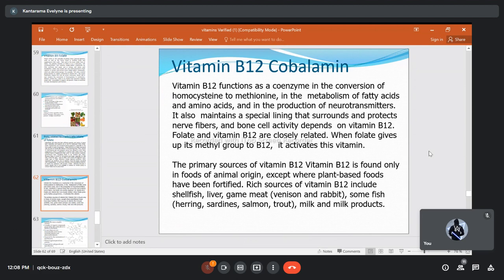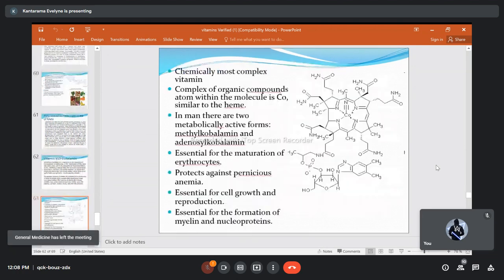The primary sources of vitamin B12 are found only in foods of animal origin, except where plant-based foods have been fortified. Otherwise, it comes from foods of animal origin. Rich sources of vitamin B12 include shellfish, liver, and so on. These are foods of animal origin rich in vitamin B12. Vitamin B12 is also called cobalamin.